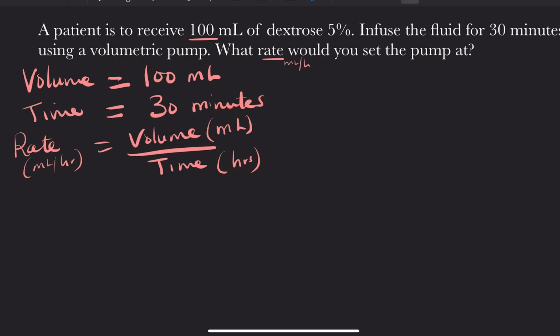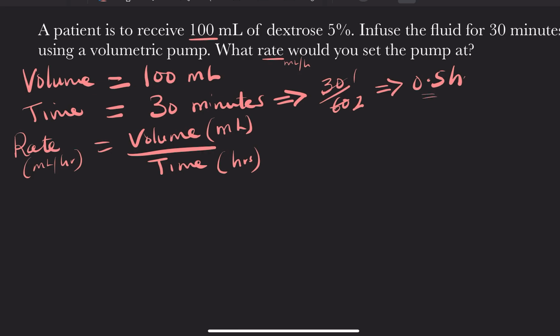What can we do at this point? We need to convert the 30 minutes into hours. In other words, you're saying 30 minutes that you've been given, divided by 60 minutes in 1 hour, and this will give us 0.5 of an hour, and that's what you need to use as your time.